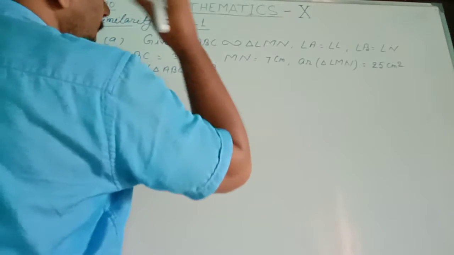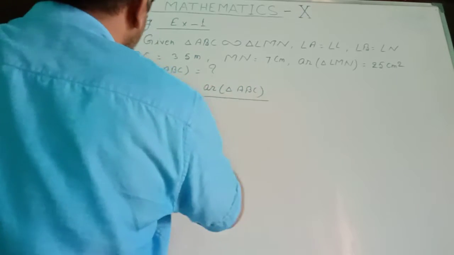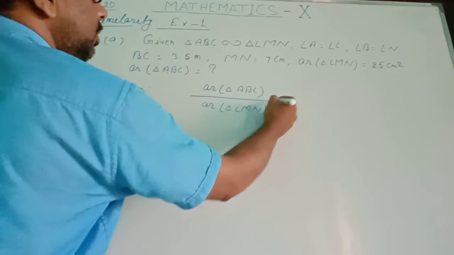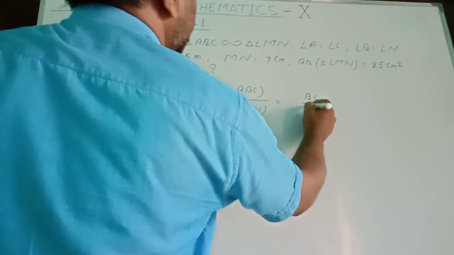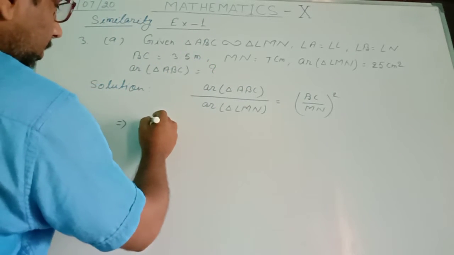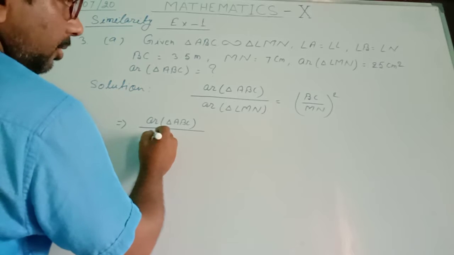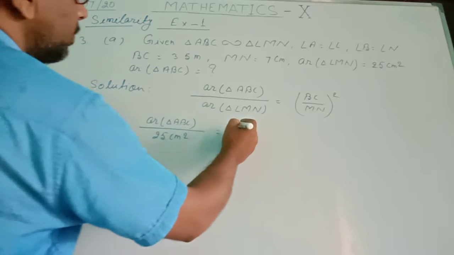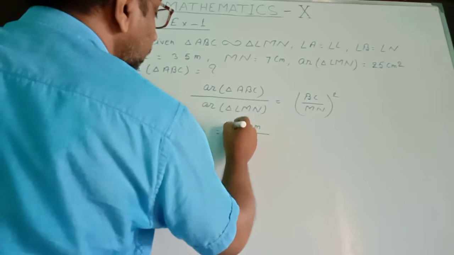We know area of triangle ABC by area of triangle LMN equal to, that is, BC by MN whole square, implies that area of triangle ABC by, this value is given 25 centimeter square, equal to BC is 3.5 meter, MN is 7 centimeter whole square.